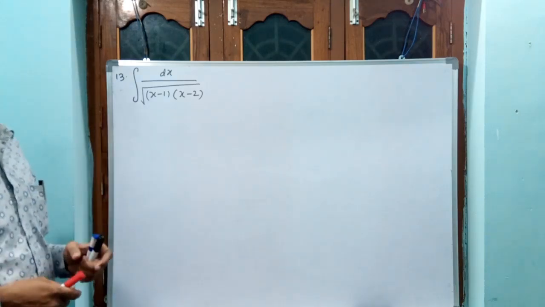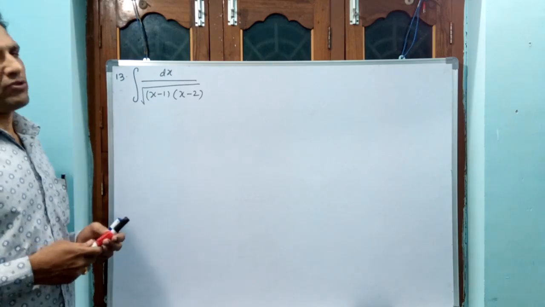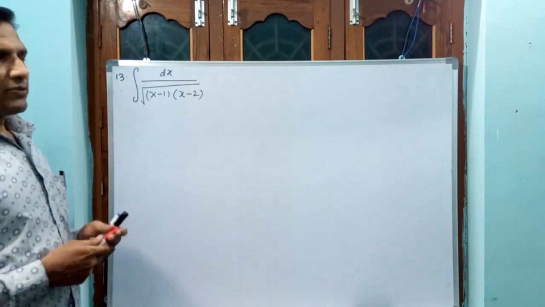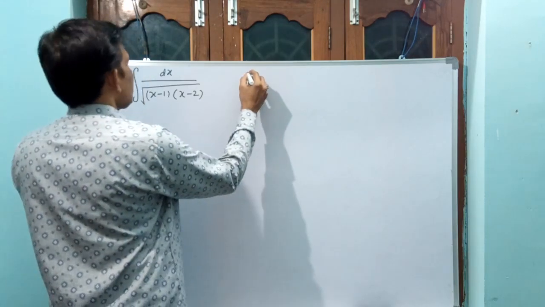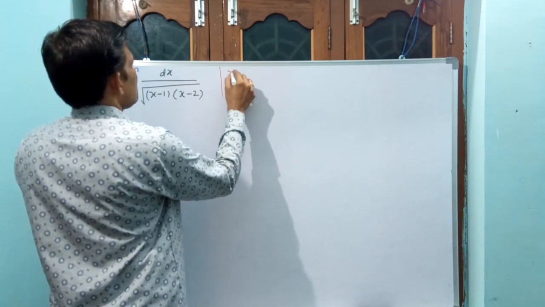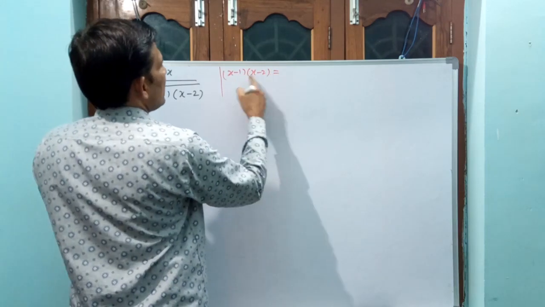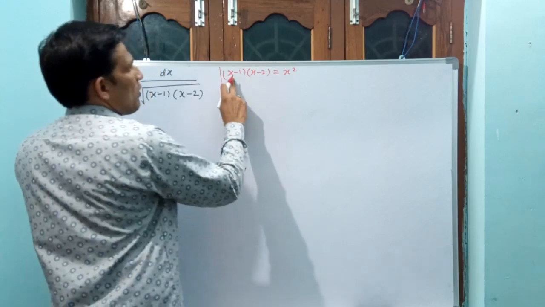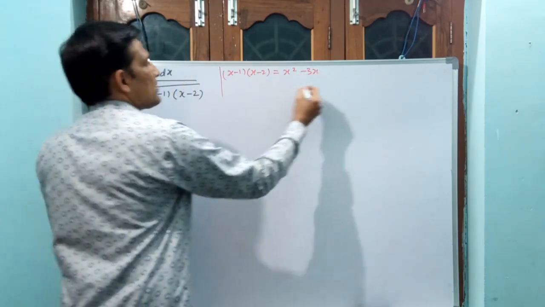From that expression, again we are going to convert into (x minus a) whole square plus or minus b square, something like that. Let us do it. You see what I am doing. (x minus 1)(x minus 2) is equal to x square minus 2x minus x plus 2, that is x square minus 3x plus 2.